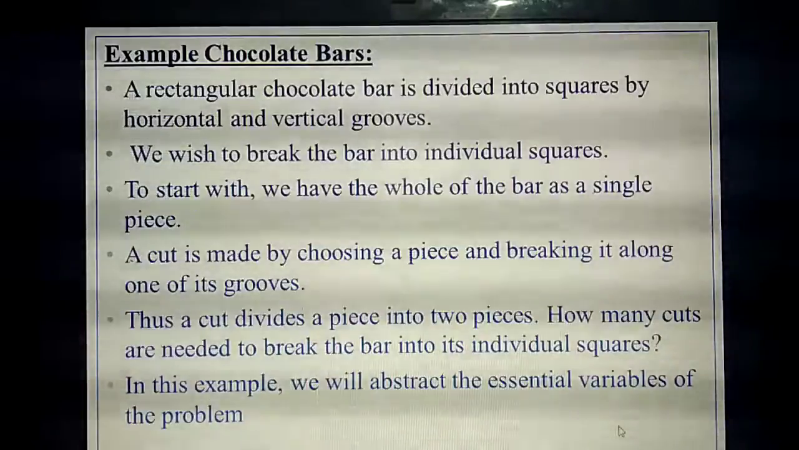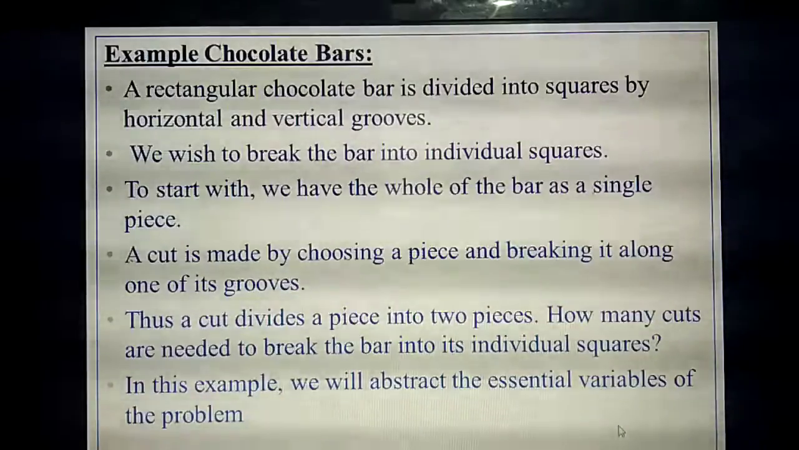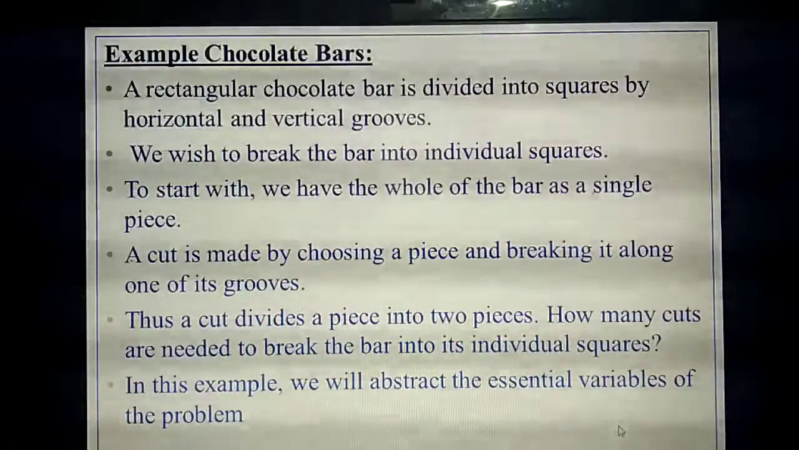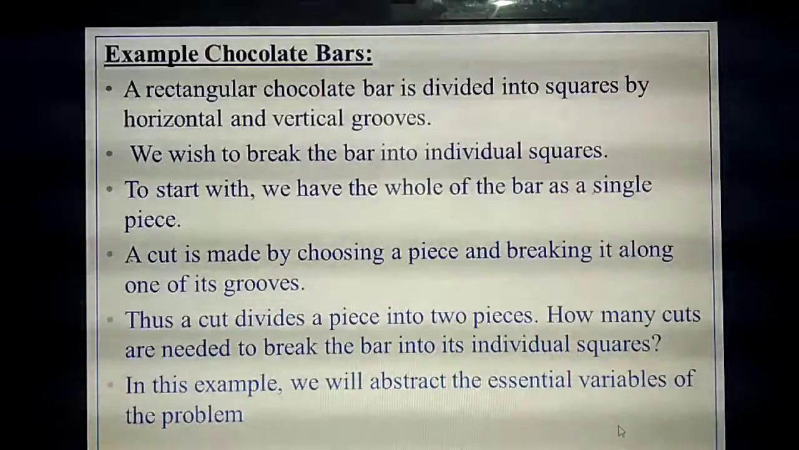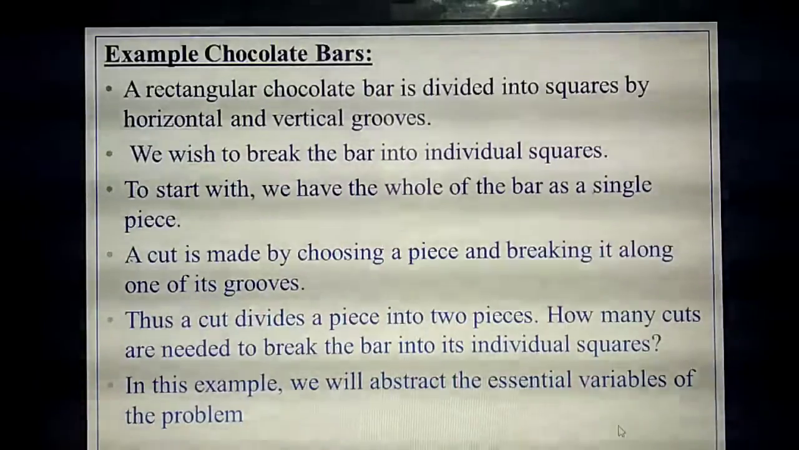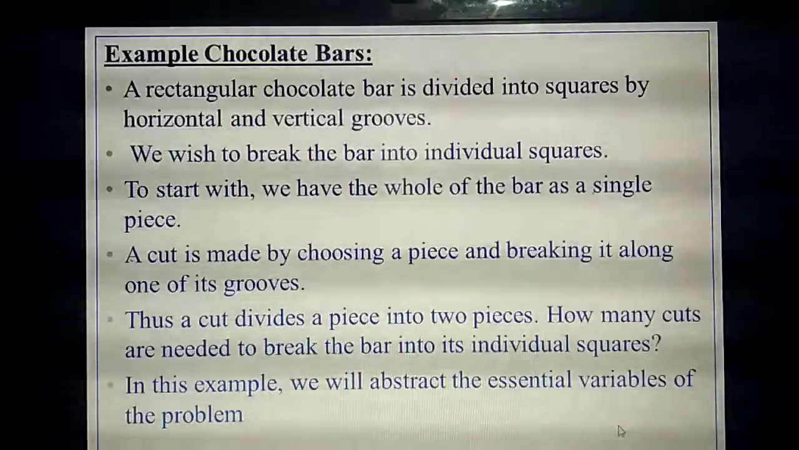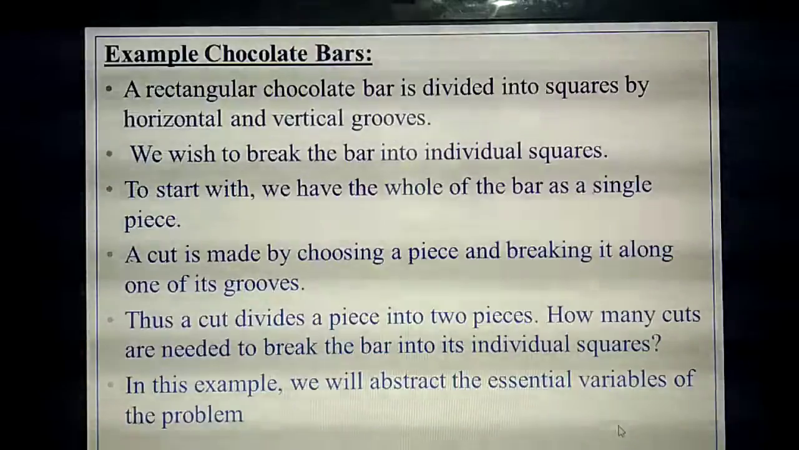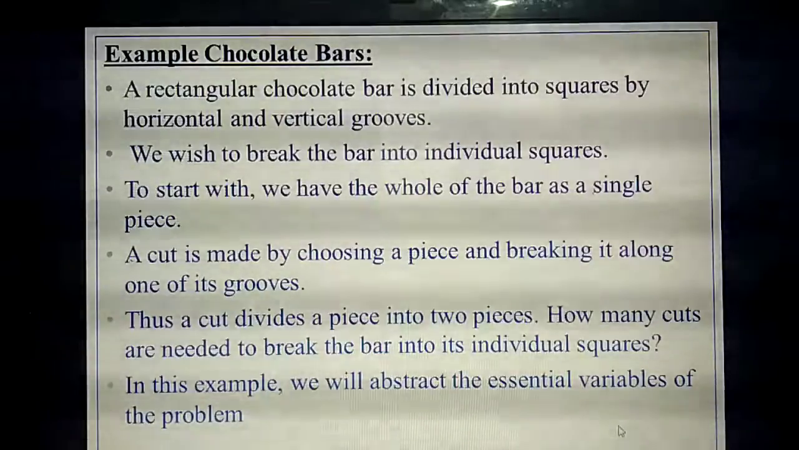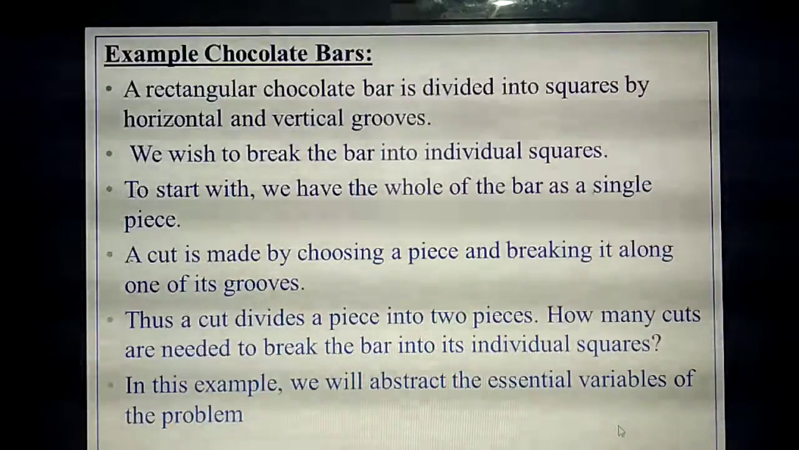Once again, you are taking one rectangular chocolate bar, and you are going to cut it horizontally as well as vertically. Before you cut, the bar is a single piece of chocolate, only one piece. But then you make one cut, and with the first cut the chocolate is divided into two pieces. So the question is: how many cuts are needed to break the chocolate into small individual squares?